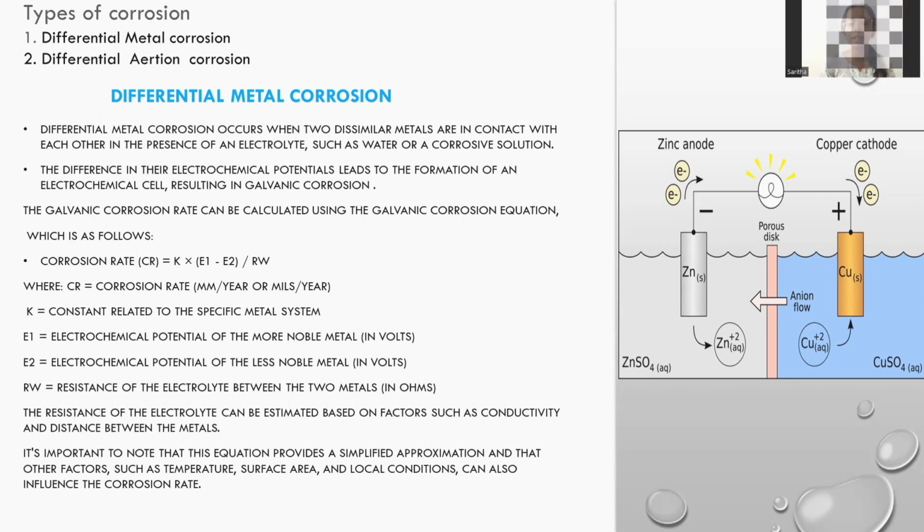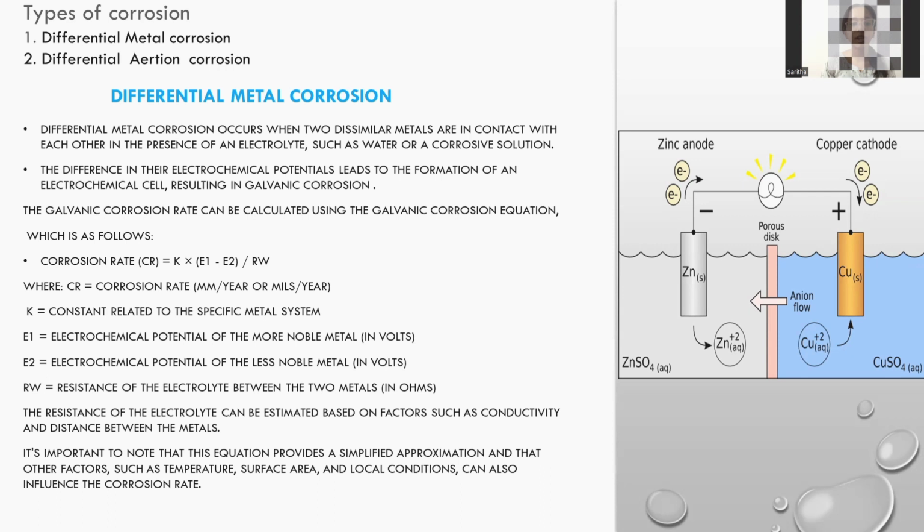The two dissimilar metals here are taken as anode, zinc, and cathode, copper. The difference in their electrochemical potentials leads to the formation of an electrochemical cell, resulting in galvanic corrosion. So, differential metal corrosion is also called galvanic corrosion.